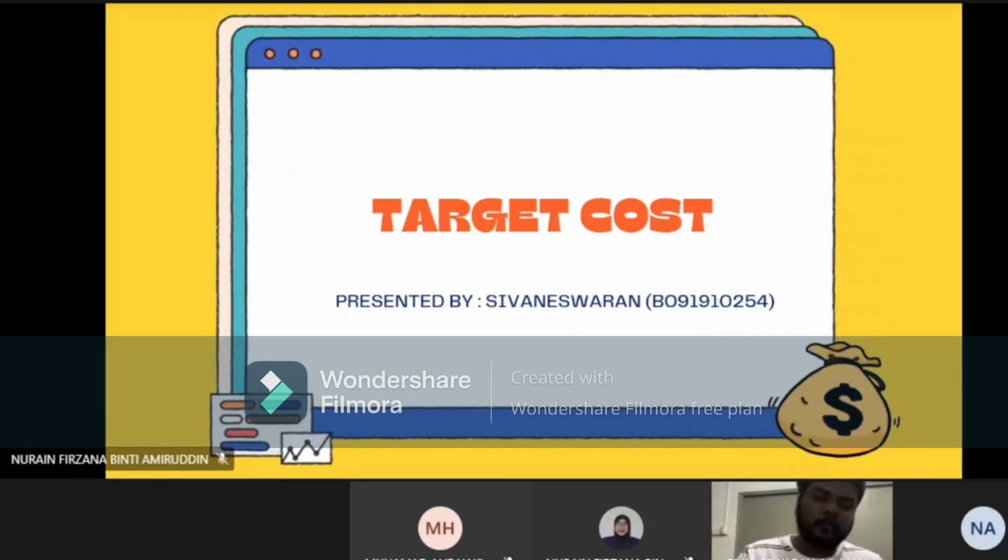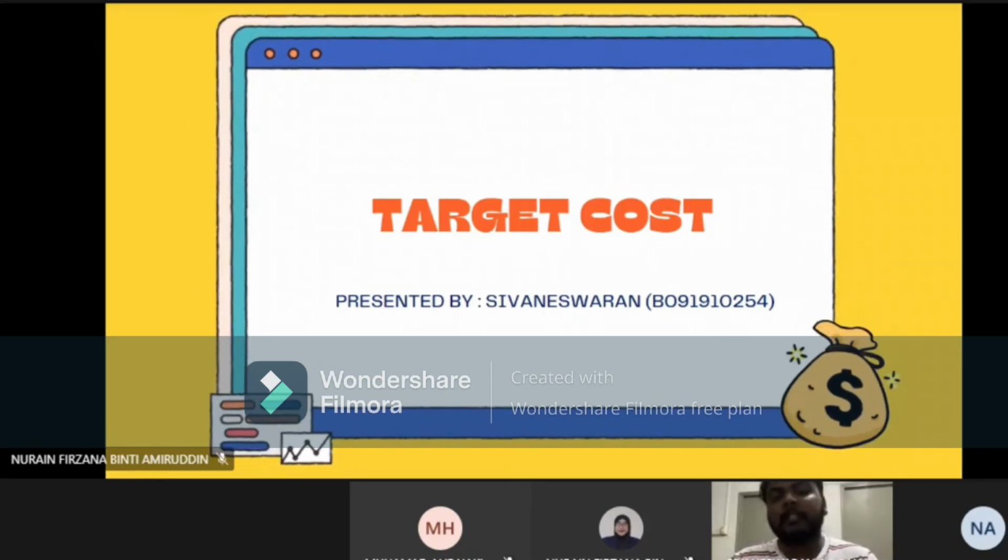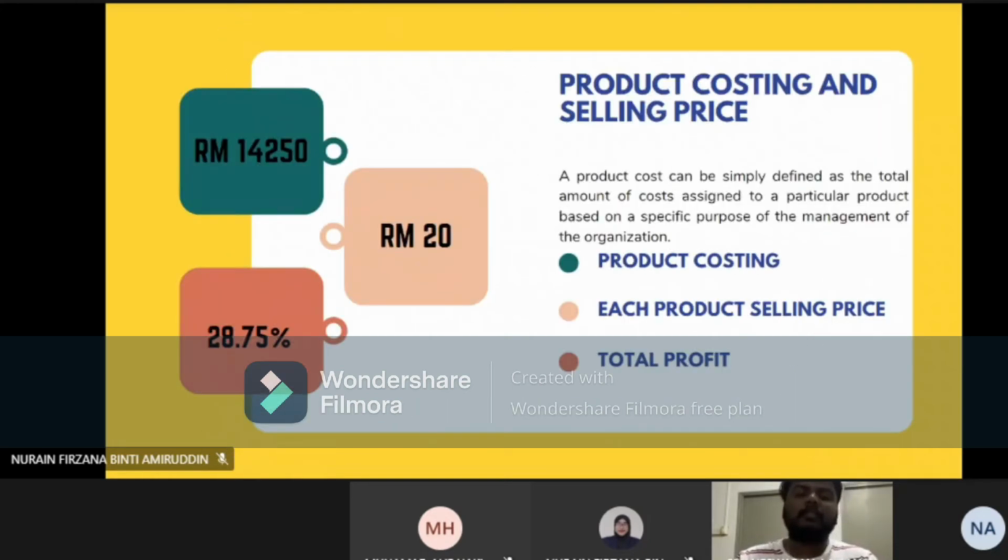Okay, let's continue my part. I want to explain the target cost. The target cost is very important for a company. So let's start from product costing and selling price. Product costing can be simply defined as the total amount of cost assigned to a particular product based on a specific purpose of the management of the organization.